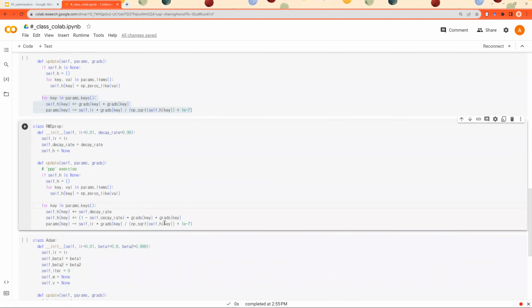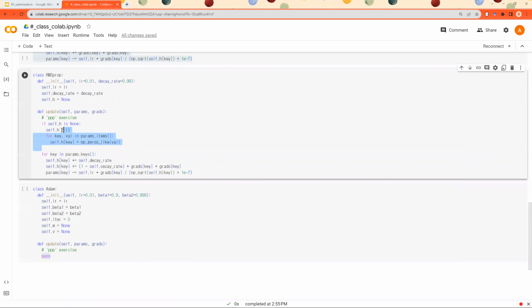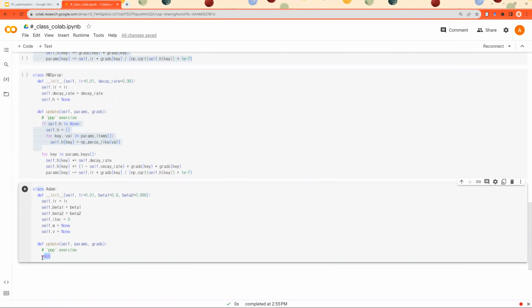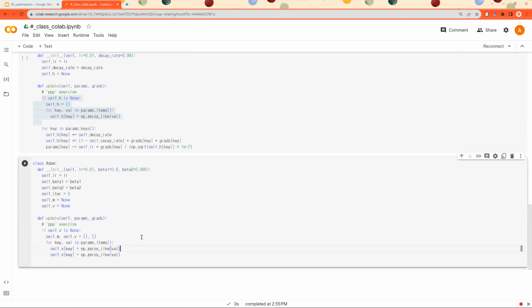Okay, let's move on to Adam. Here, we need to initialize this part first. But at this time, we're not just, so let's say this one is V, and V. However, we also need to initialize the momentum like this, and let's repeat this for momentum as well.